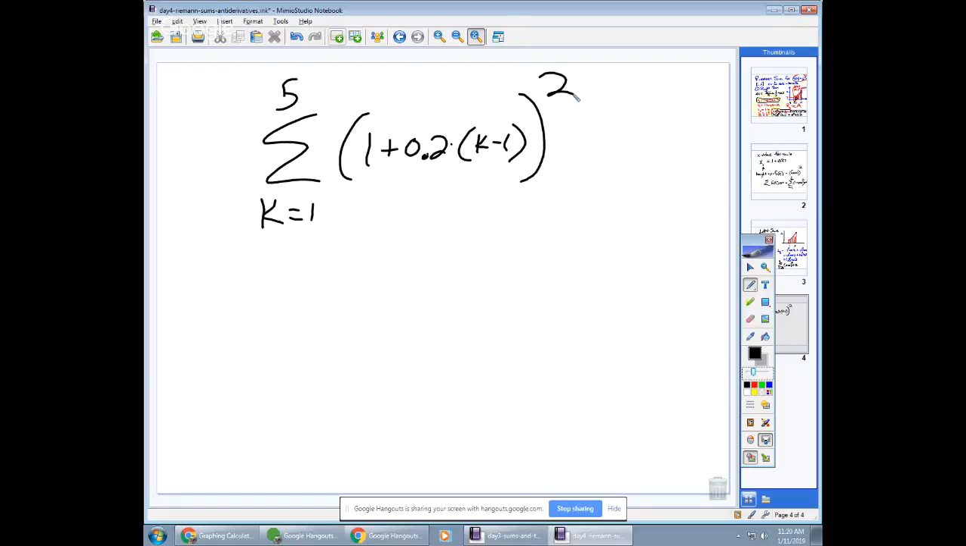Now, I don't like that because it looks way more complicated, but at least I get to start counting at 1. What happens if I plug in 1 here? What's 1 minus 1? 0. 0 times 0.2 is 0. I do get to start at 1 right there. So if you look in the book, you're going to see this formula usually for the left endpoint formula.